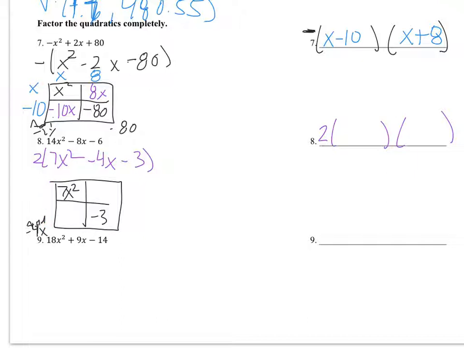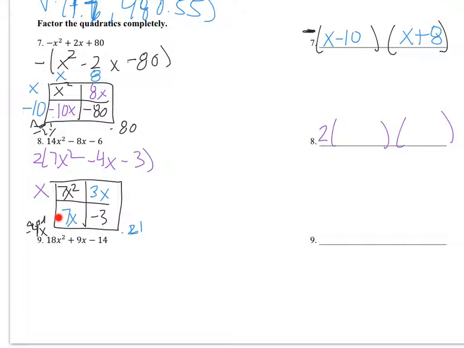If I multiply 7 times negative 3, that's negative 21. So I'm looking for numbers that multiply to get negative 21, add to get negative 4. Well, actually, that's going to be negative 7x and a positive 3x. They multiply to get negative 21, and they also add to get negative 4. So I'm looking here first. What do these both have in common? They have an x in common.